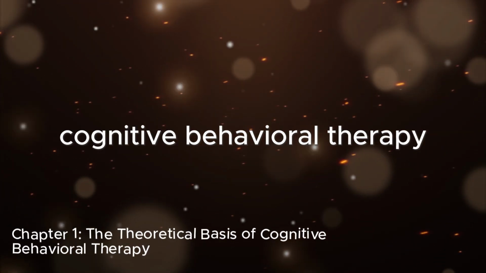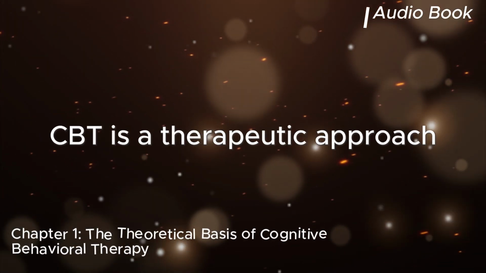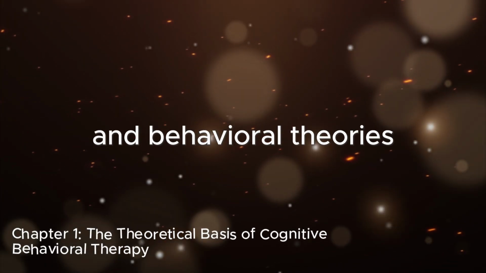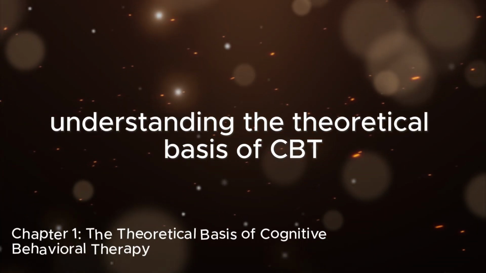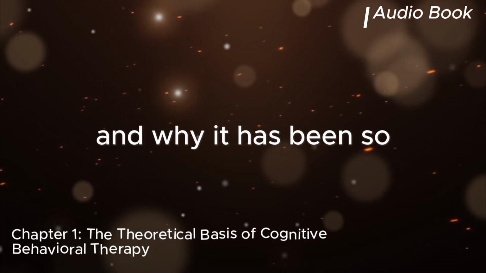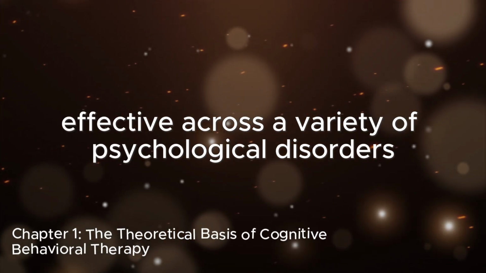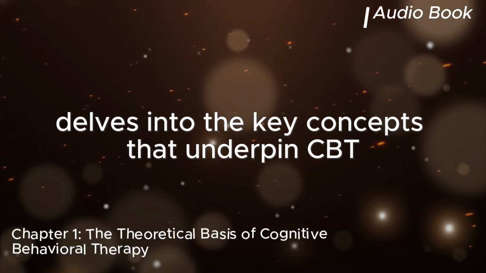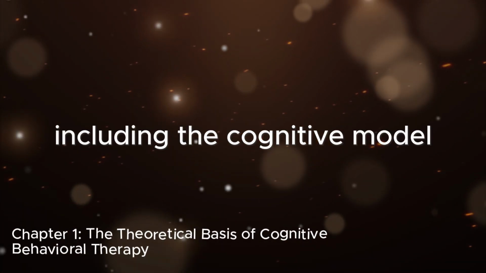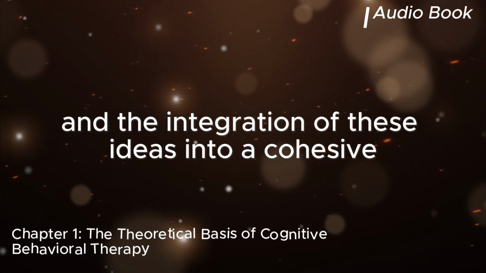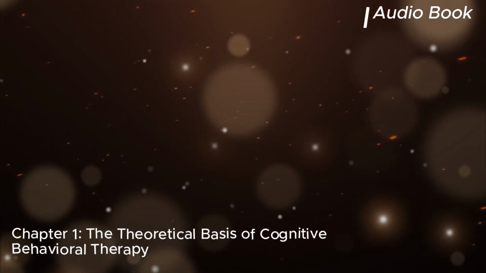Cognitive behavioral therapy, CBT, is a therapeutic approach grounded in a combination of cognitive and behavioral theories. Understanding the theoretical basis of CBT is essential to grasp how it works and why it has been so effective across a variety of psychological disorders. This chapter delves into the key concepts that underpin CBT, including the cognitive model, behavioral theory, and the integration of these ideas into a cohesive therapeutic approach.